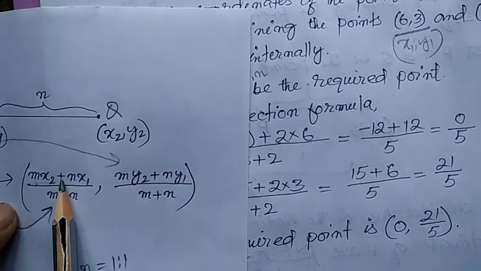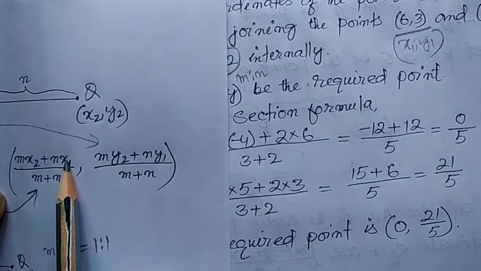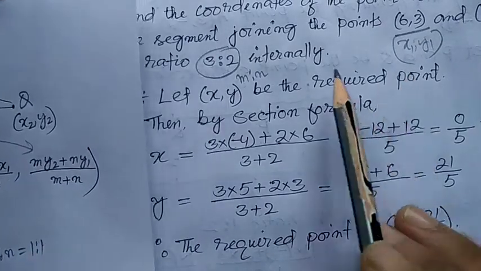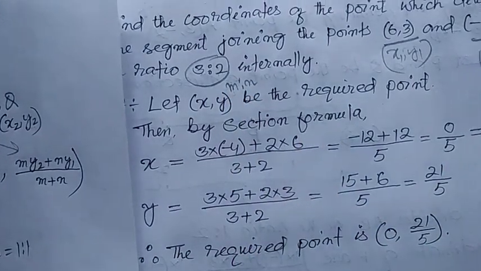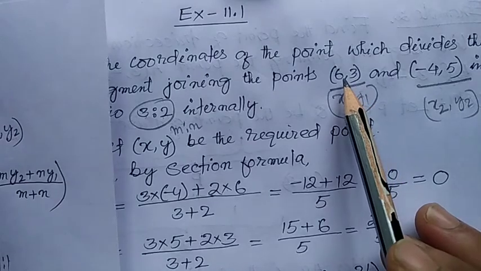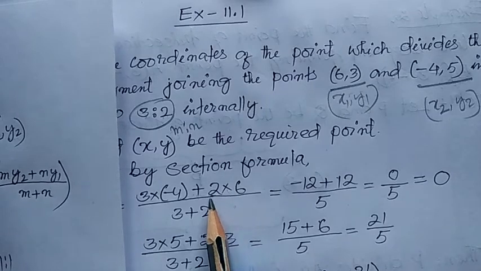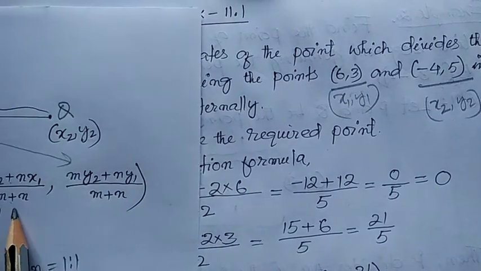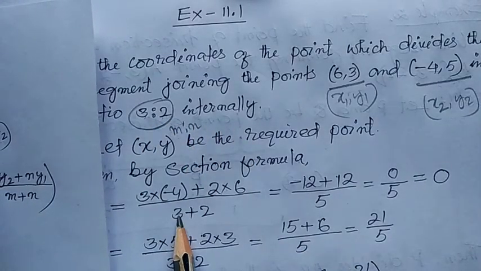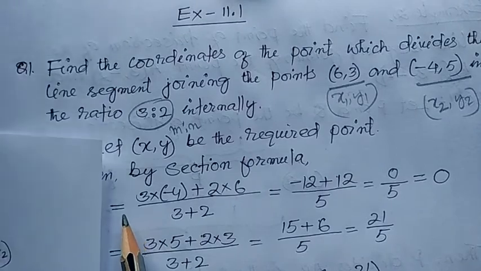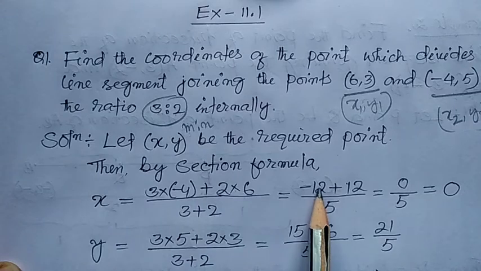Then in the section formula, it is plus, so we write here a plus sign, then nx1, again n into x1. Here the n value is 2, so we write 2 into x1. Again, the first point is (6, 3), in which the x1 value is 6. So we multiply 2 and 6, divided by, in the formula, m plus n. So the m value is 3, the n value is 2, so we add 3 and 2. There is the expression for x. Now let's see. We multiply this. 3 into minus 4 is minus 12.